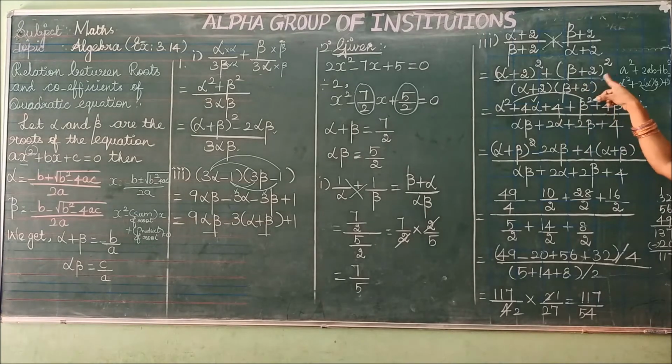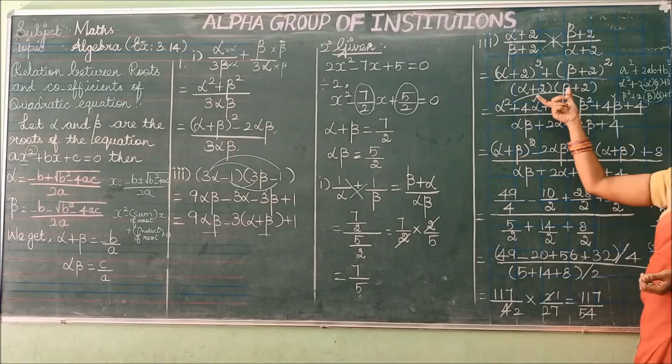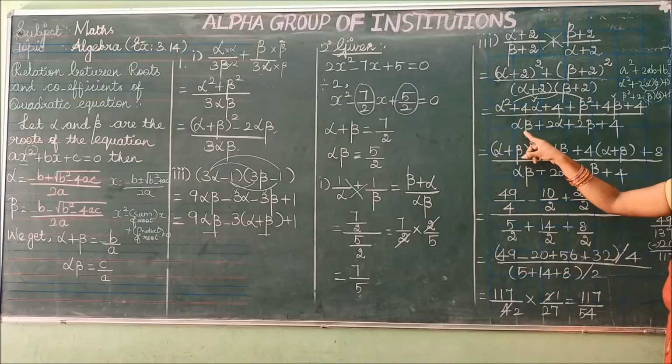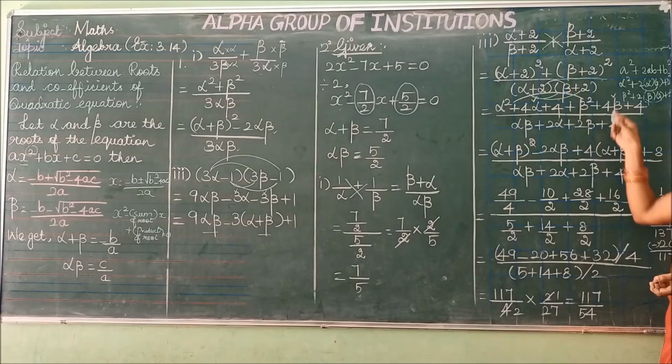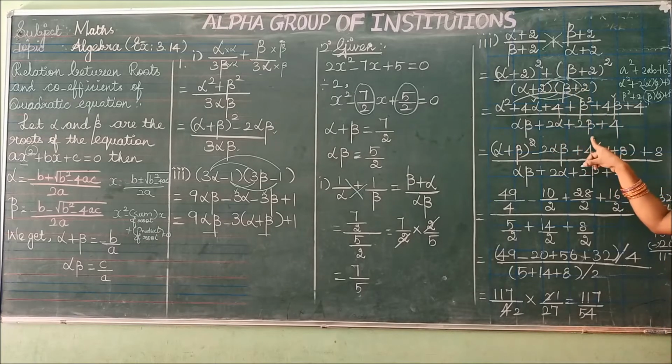Then this is also in the form of a square plus 2ab plus b square. So beta square plus 2 into beta into 2 plus 2 square. So you can write beta square, 2 into 2 is 4. Beta plus 2 squared is 4. Then in the denominator you can multiply each and every term. Alpha into beta is alpha beta, plus 2 into alpha, then 2 into beta, and 2 twos are 4. So everything has a plus sign, you can put that plus sign.